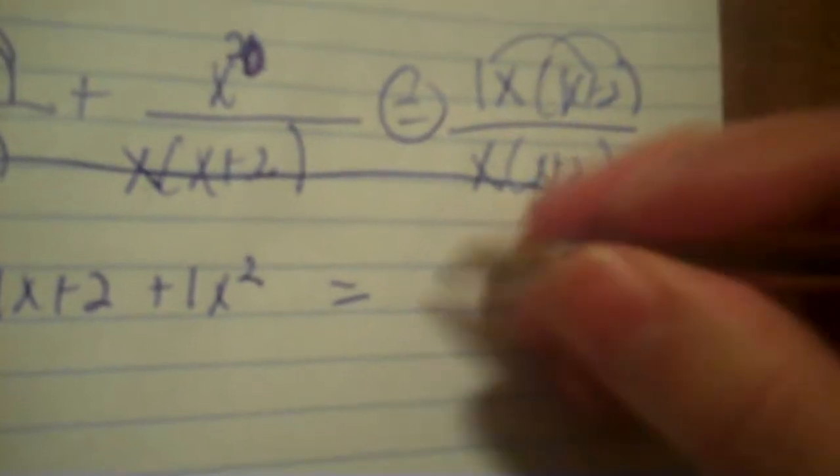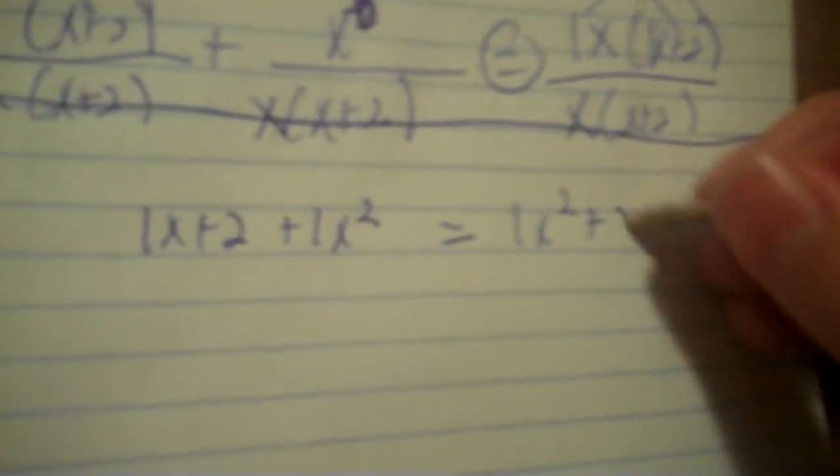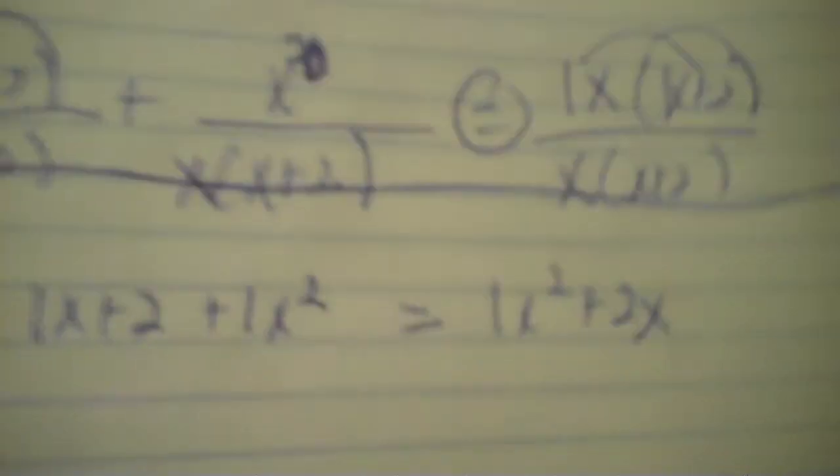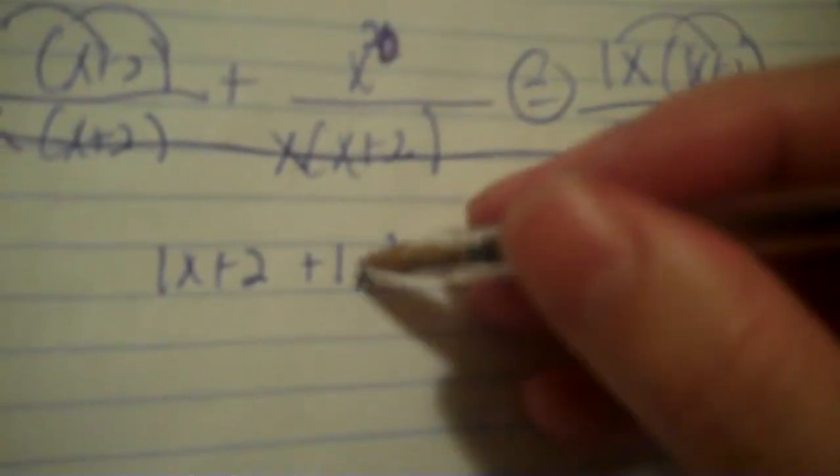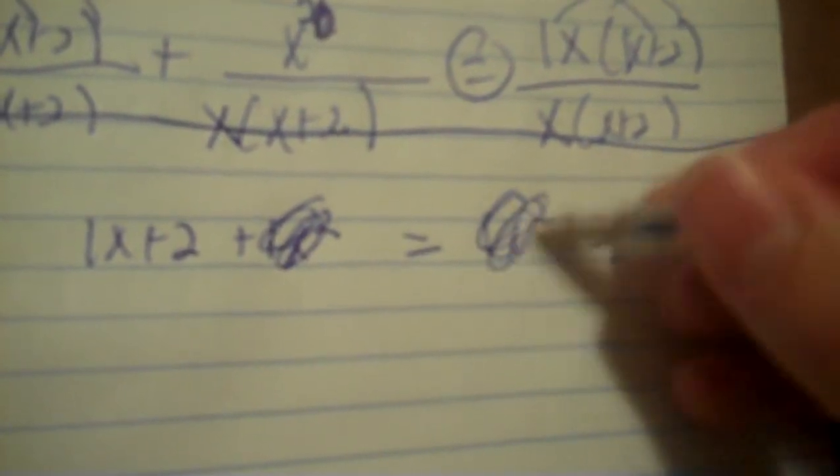Okay, now you drop out the bottoms. Okay, those are gone. So what do we have? Well, we distribute. You have 1x plus 2, and then plus 1x to the second. Okay, and over here, that's going to be 1x to the second plus 2x. Okay. All right. So then the x to the seconds cancel out because they're the same on each side.